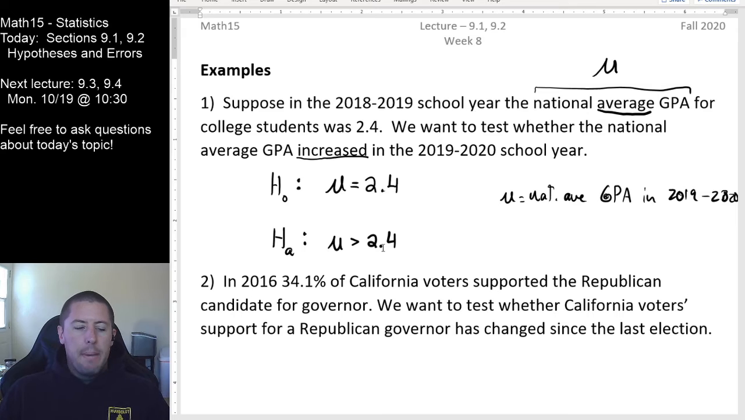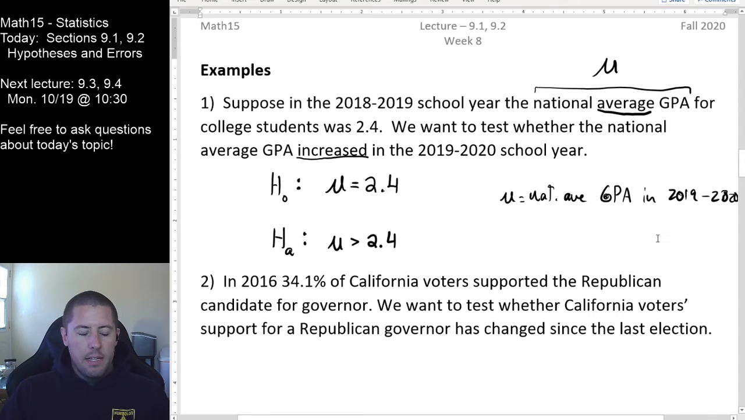So these are now our two competing hypotheses that we want to test against. If we go and we collect a bunch of data, if we sample 100,000 college students from the school year and we find their GPA to be in fact a 2.5, then that's probably going to be sufficient evidence for us to reject the null hypothesis in favor of the alternative hypothesis. On the other hand, it might be the case that we only sampled 10 people and found their GPAs averaged to a 2.5. That's probably not enough information for me to decide that the null hypothesis is false.